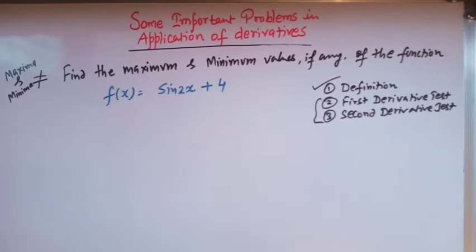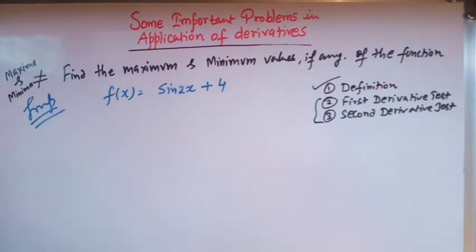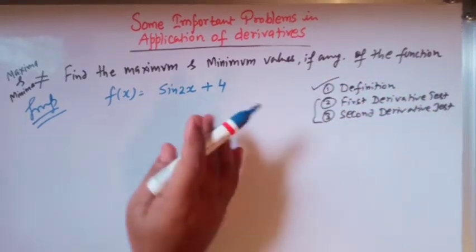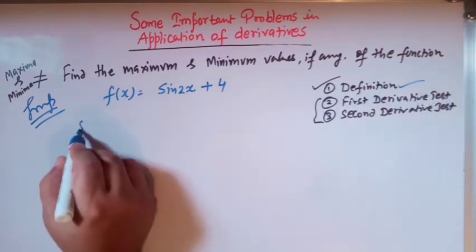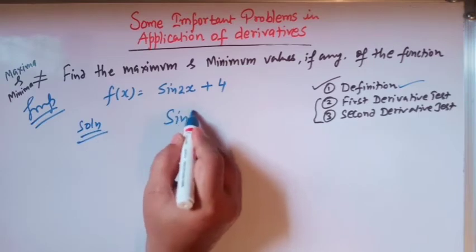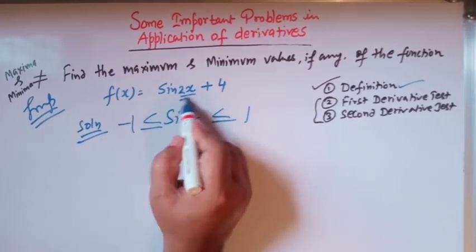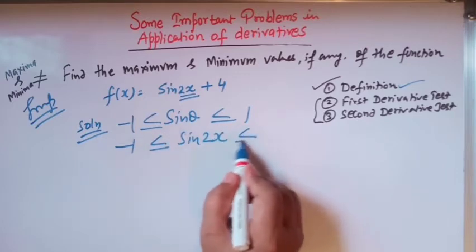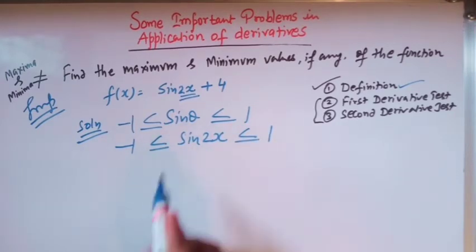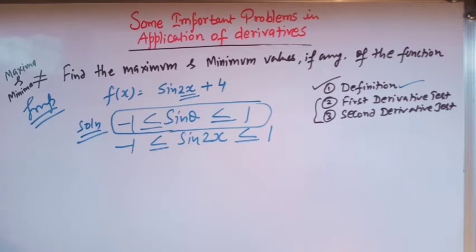Now viewers, let us see this very important and very interesting question. Here we have to find the maximum and minimum values, if any, of the function. Again here I am going to use the definition. Now we know that the value of sine theta lies between minus 1 and 1, right? So here we have sine 2x, and we have this inequality. From trigonometry we know that the value of sine theta lies between minus 1 and 1, right?